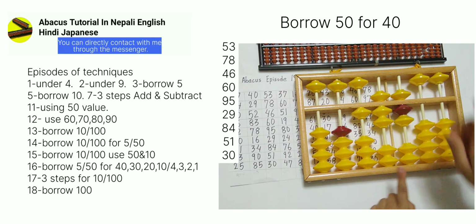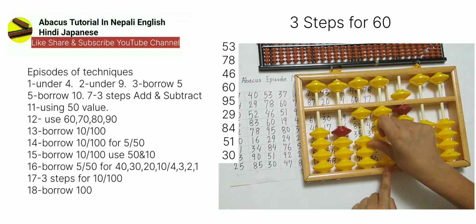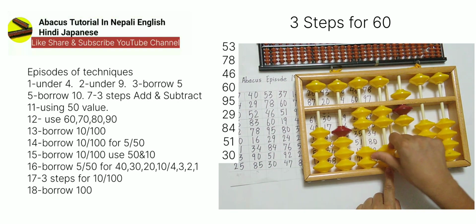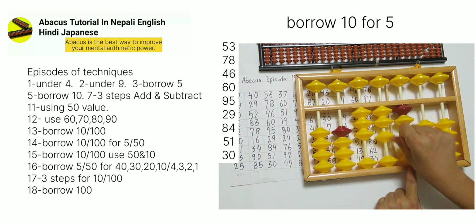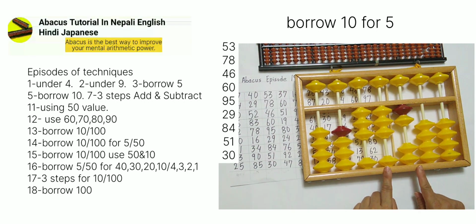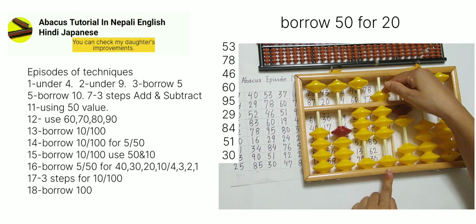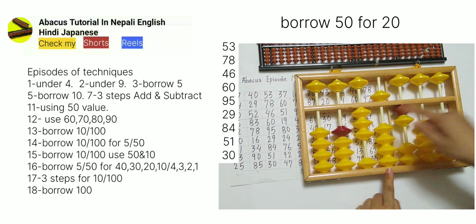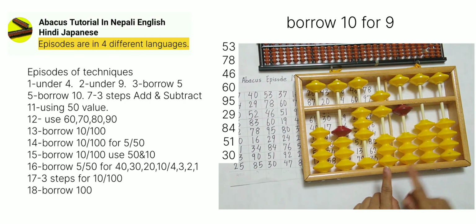Next is 60, 6, 0. For 6 apply 3-step addition and 0. 95. For 90, reduce 10, borrow this 100. And for 5, reduce 5, borrow this 10. 29. For 20, 2 on 10th position. For 20, borrow this 50 and reduce 30. And for 9, reduce 1 and borrow this 10.